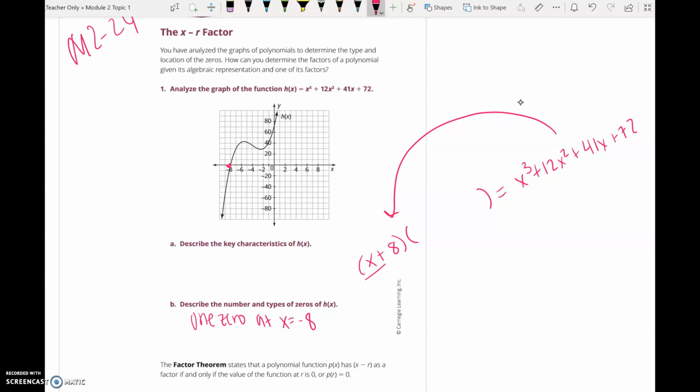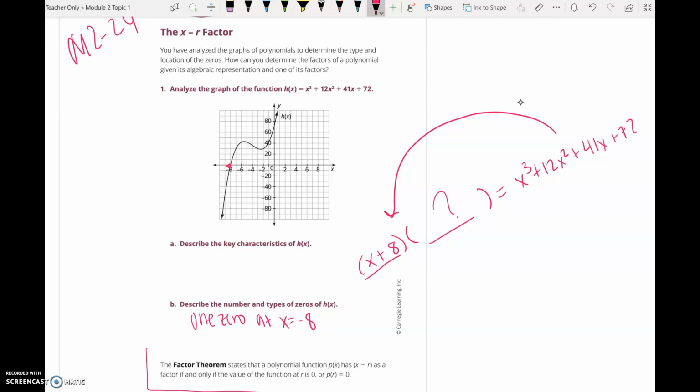We know one of the factors is x plus 8. But how do we find this part? Like, what do we do? Now, factors multiply together to make a polynomial. Well, what's the opposite of multiplication? It's division, right? So we're going to use division to find out what this piece is.